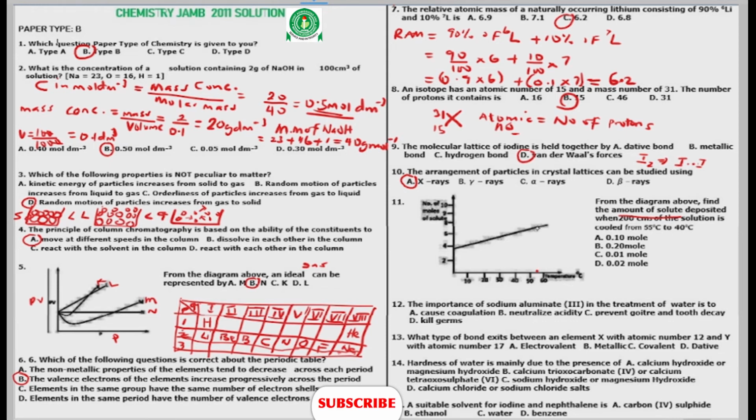So the temperature is cooled from 55 degrees Celsius. So let's trace this to the graph. We have a point here now. Let's trace it. So these are around 6 point something, 5 point something. Now let's trace 40 upward.